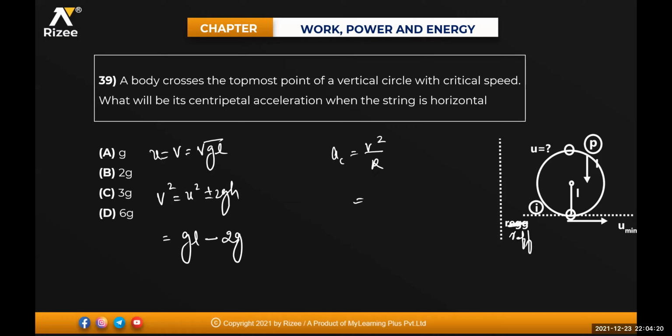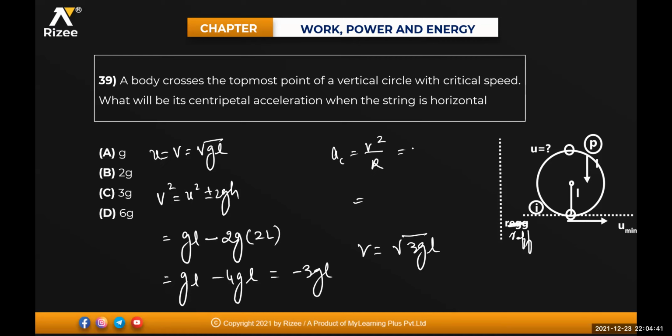So what is the height to which it has been going, beta? From the lowest position of the vertical circle, if the length I am taking is L, that will be equal to 2L. That means this is gL minus 4g into L. So this will be equal to minus 3gL. So V will be equal to under root of 3gL. That means V square will be equal to 3g into L. Radius will be L. L gets cancelled.